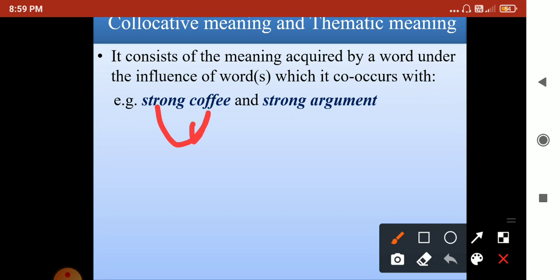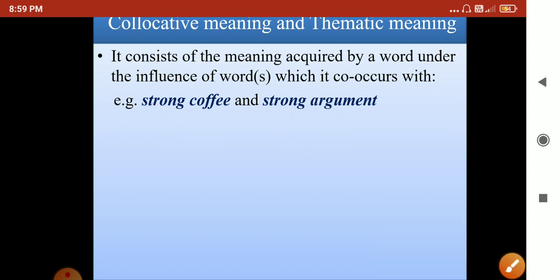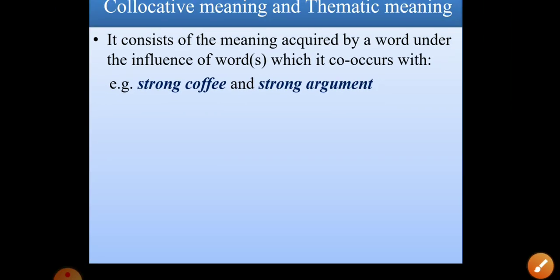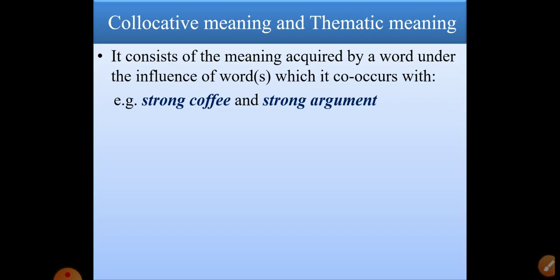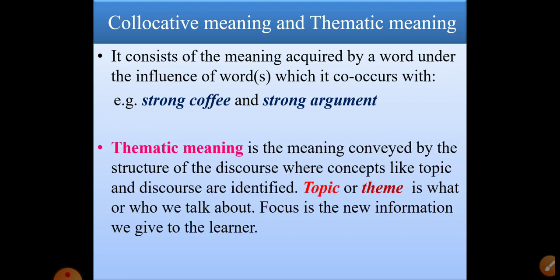When strong is used with coffee, it means one thing. When it is used with argument, it means another. So this is called as collocative meaning. This is called as collocation. यालाच म्हणायचं collocation. की काही वर्ड्सची गट्टी असते, म्हणजे काही वर्ड्स त्या वर्ड्स बरोबरच वापरावे लागतात. स्ट्रॉंग कॉफीच म्हणावं लागतं. पॉवरफुल कॉफी म्हणता येत नाही. स्ट्रॉंग कॉफी इज द करेक्ट एक्सप्रेशन.